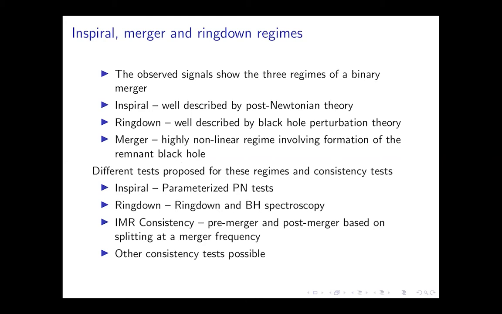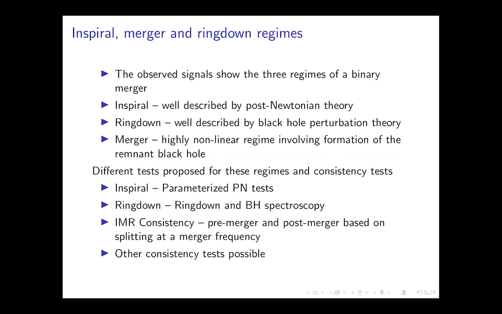As we saw, the observed signals show these 3 regimes of the mergers. So we have the in-spiral, which is this oscillatory part, of increasing frequency and amplitude. That is well described by PN theory. Then we have the ring-down portion, which is the very end, which is the part when the final black hole relaxes. That part is well described by black hole perturbation theory.